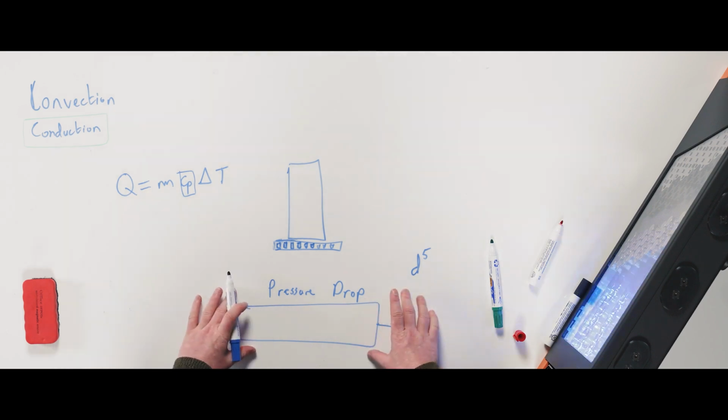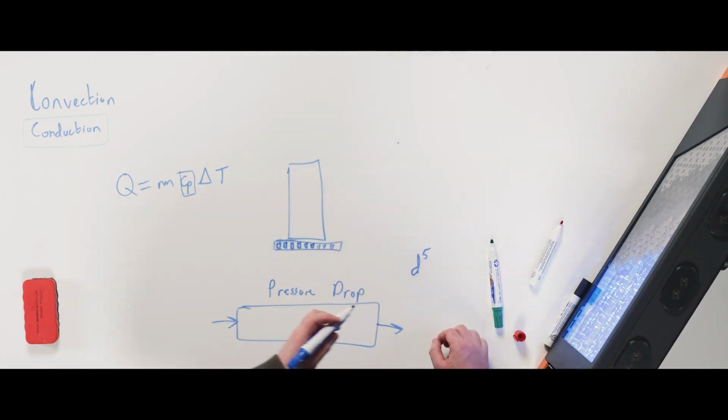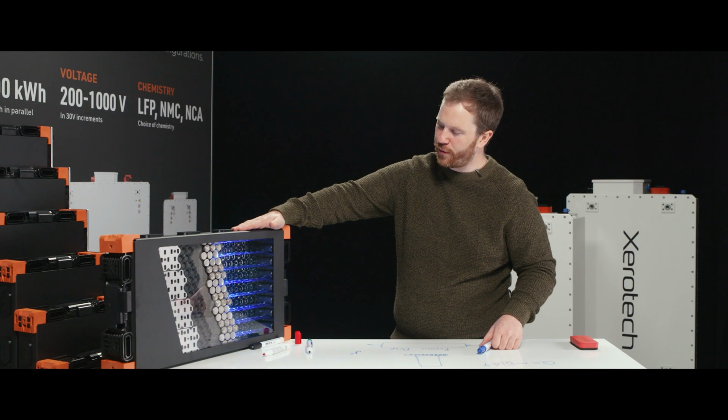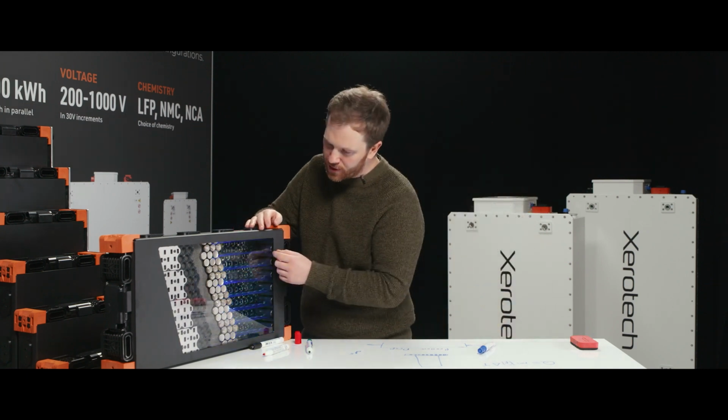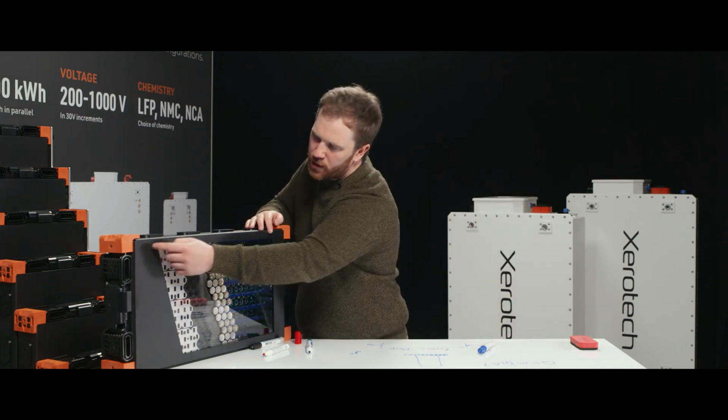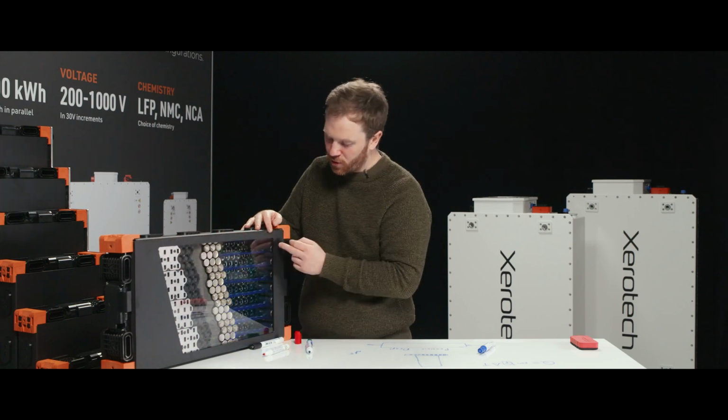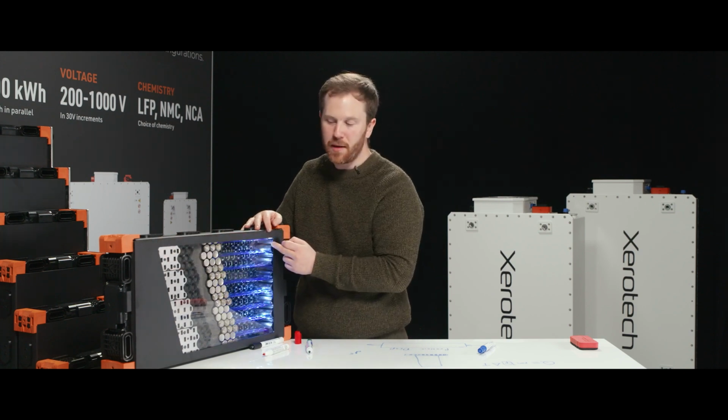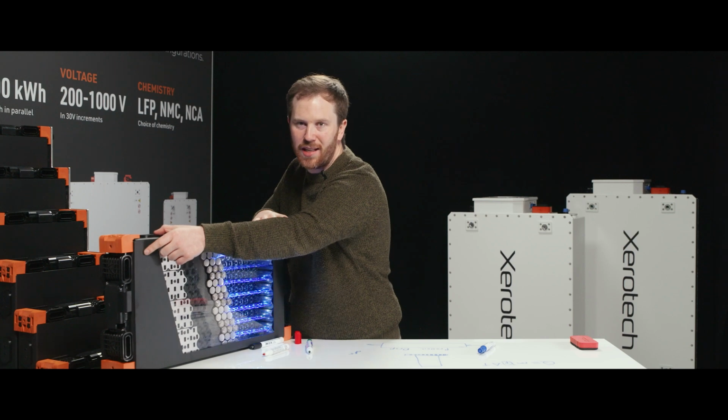And in the case of a battery pack, you want it to be even temperature. So with this battery module in front of us here, you want the cells at the start of the module to be as close as possible to the temperature of the cells at the end of the module. So now what we're talking about here is actually the delta T.